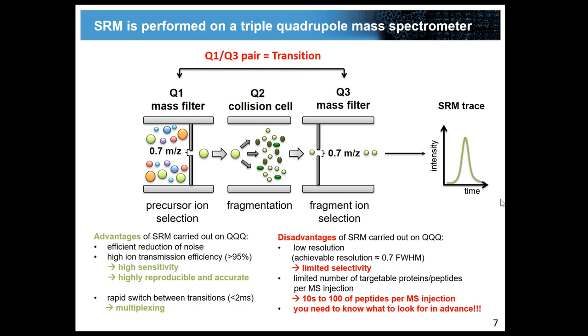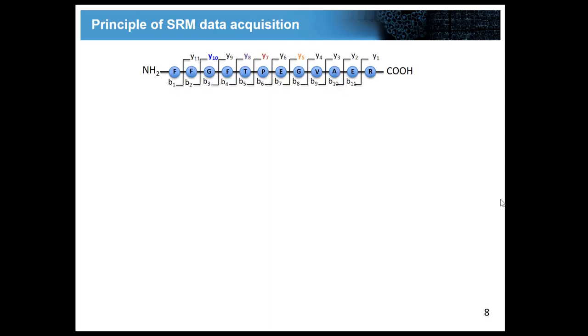So you must tell the instrument in advance which masses to filter here in Q1 and Q3. Without that knowledge, you cannot start the measurement. Okay? So let's have a look at one specific example to make this very clear once more. Let's assume we want to monitor this peptide here by SRM.